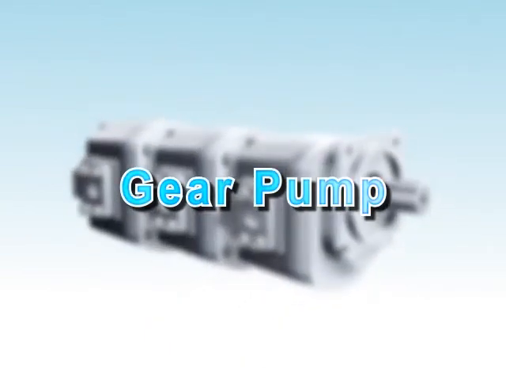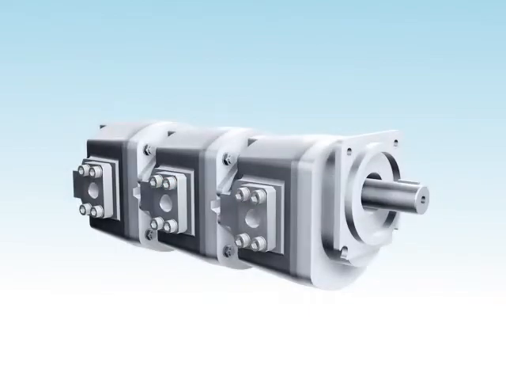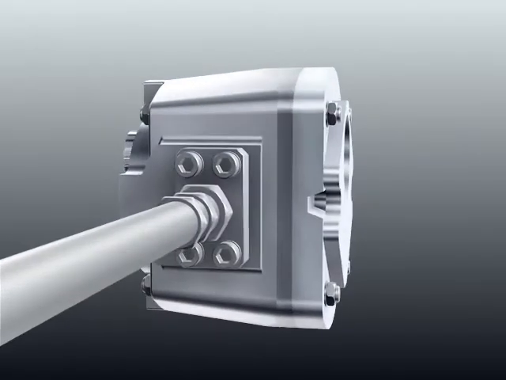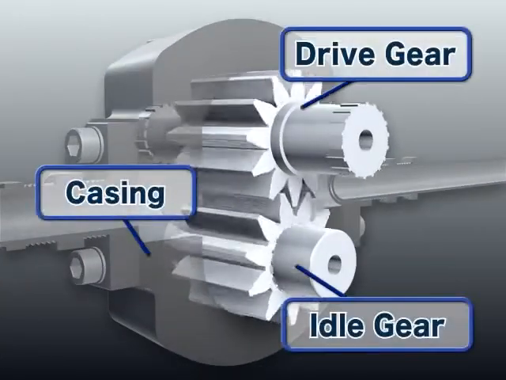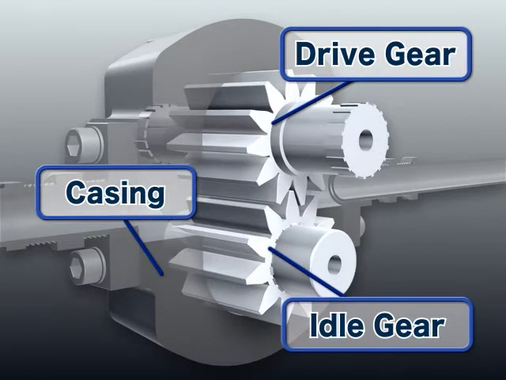The gear pump highly pressurizes and delivers hydraulic oil from the tank, providing pilot pressure for remote control valves. The pump is composed of a casing, a drive gear which is rotated by an engine, an idle gear which is driven by the drive gear, and other components.